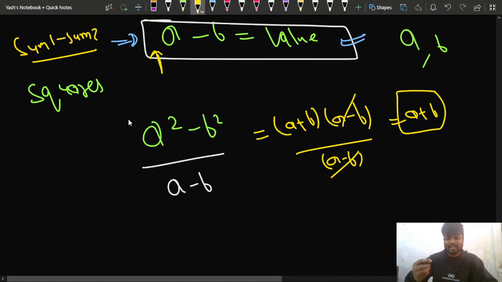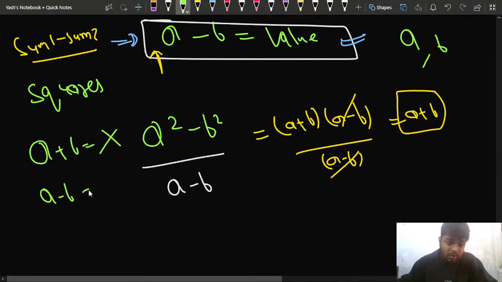By getting this thing, instead of touching my face like this, I'm touching it like this. So the concept is that I can get a square minus b square. If I square the values, I can get a square minus b square as well. If I divide it by a minus b, I'll get a plus b. Once I have a plus b equal to some value x, and a minus b equal to y, I can easily solve it for a and b.